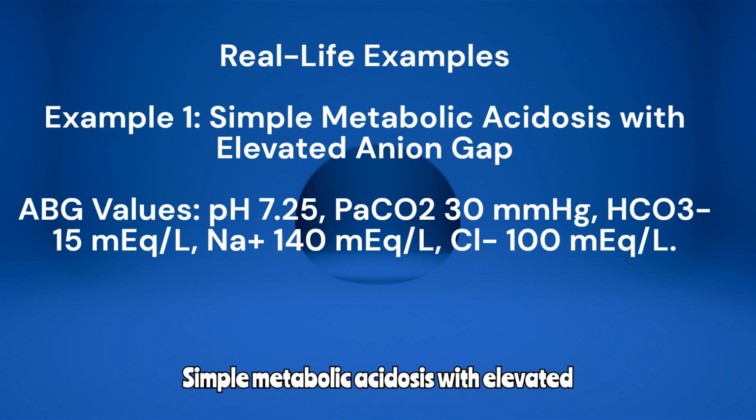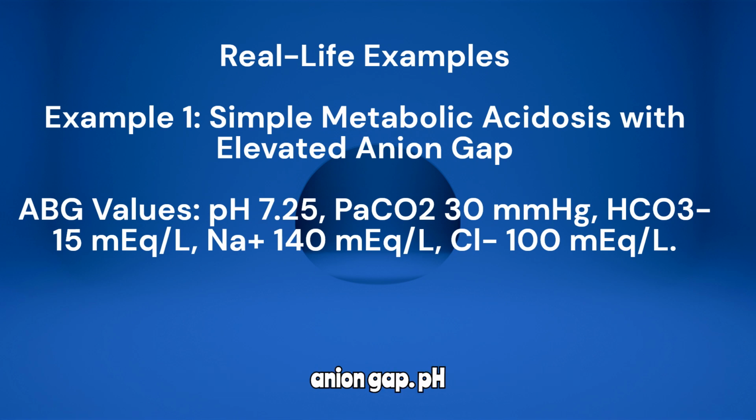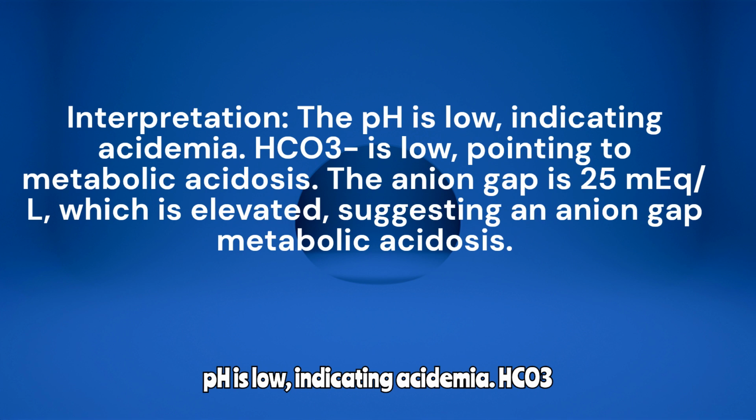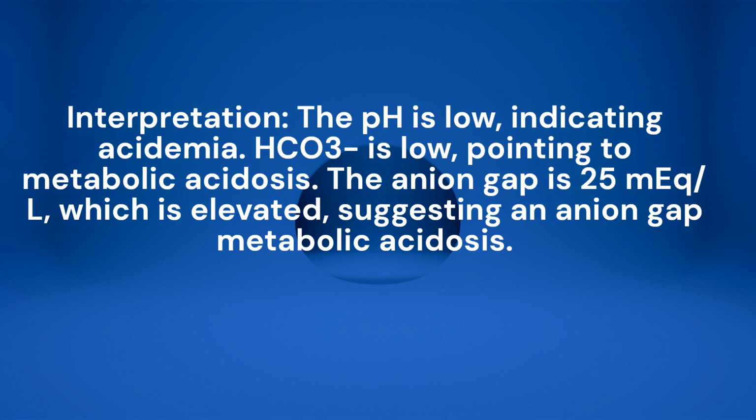Real-life examples. Example 1. Simple metabolic acidosis with elevated anion gap. ABG values: pH 7.25, PaCO2 30 mm of mercury, HCO3 15 milliequivalent/L, Na plus 140 milliequivalent/L, Cl 100 milliequivalent/L. Interpretation: the pH is low, indicating acidemia. HCO3 is low, pointing to metabolic acidosis. The anion gap is 25 milliequivalent/L, which is elevated, suggesting an anion gap metabolic acidosis.